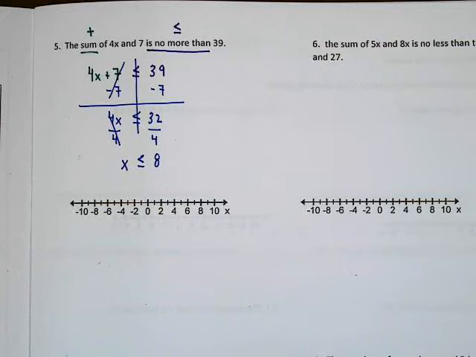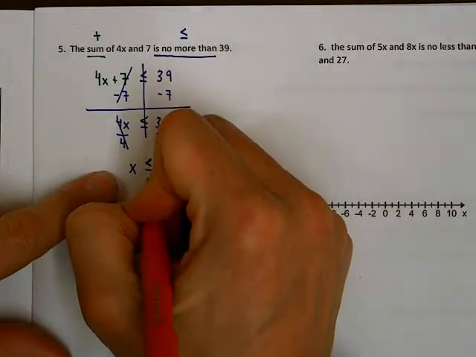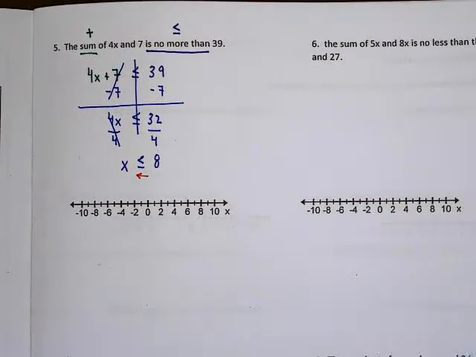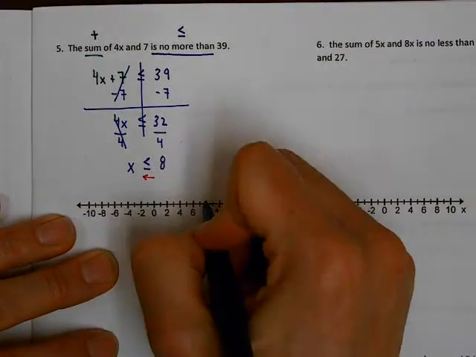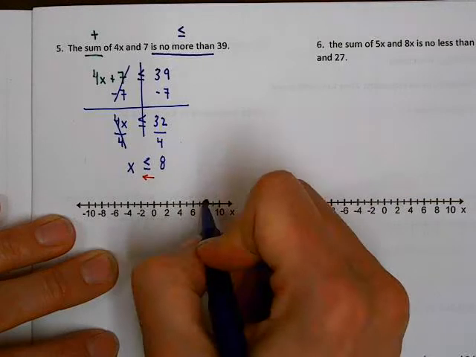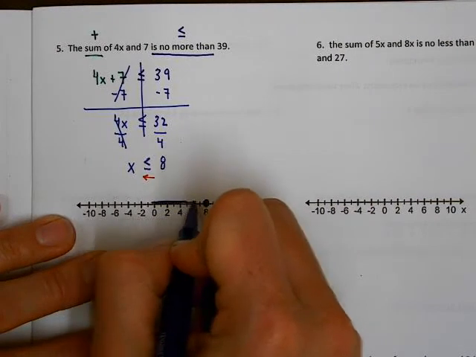to 8. Again, because my variable's first, it tells me to shade to the left. Now this time, since it's less than or equal to, I have a closed circle on 8, and I'm shading to the left, just like we have for the others.